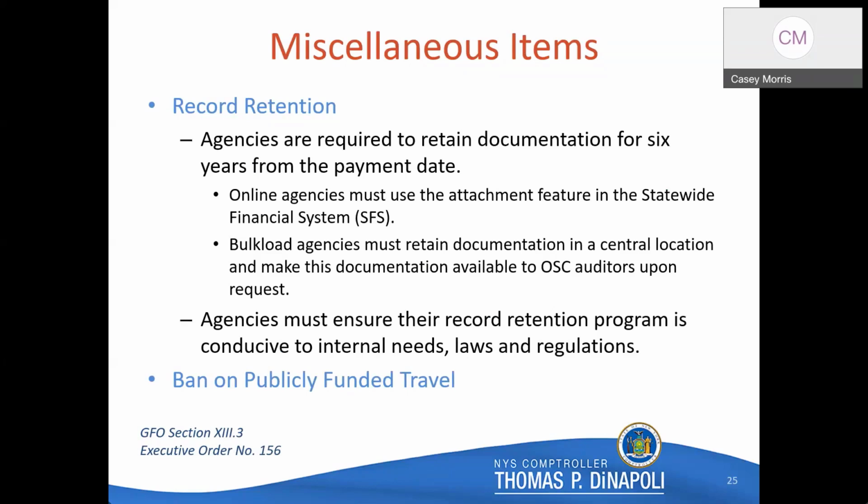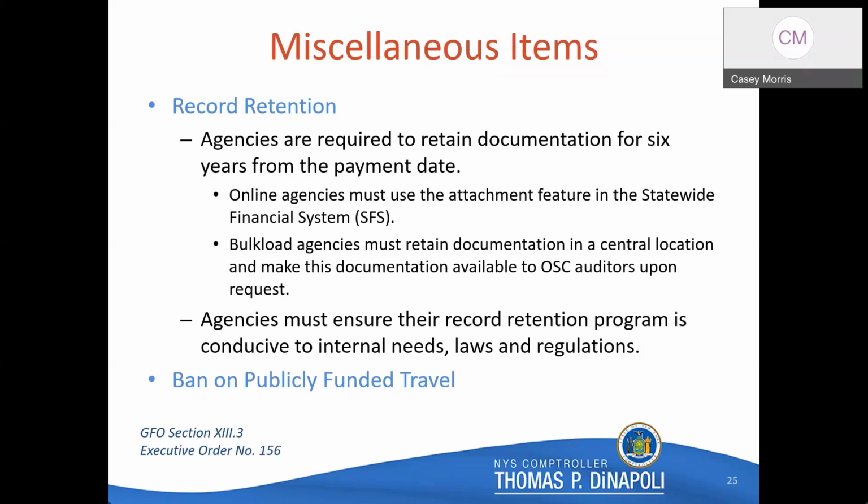If the agency is bulk load, the official record must be retained in a central location, such as the agency's finance office. Documentation should be with the agency and not with the traveler. Agencies should have a well-developed, documented procedure to ensure that documentation retains its integrity of the original, that it supports legitimate payments, and that it complies with relevant record retention requirements. And there's more on this in GFO section 13.3, record retention.